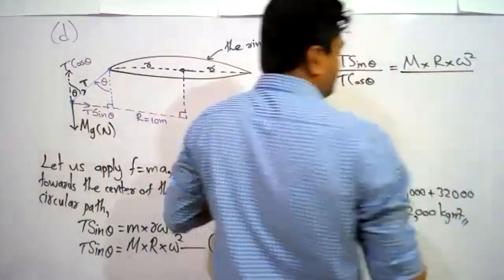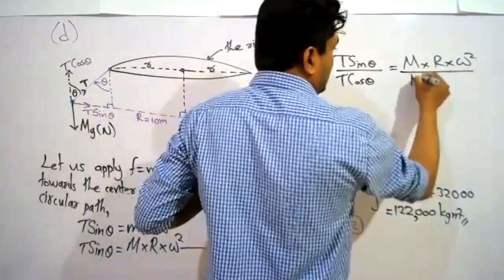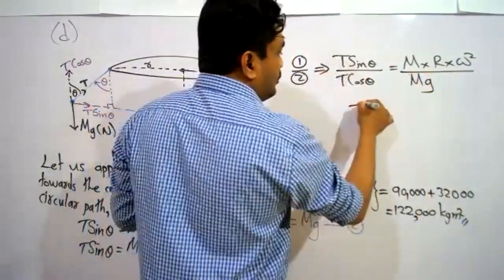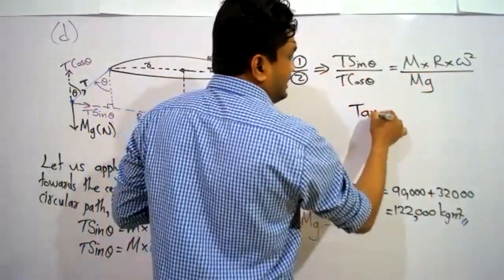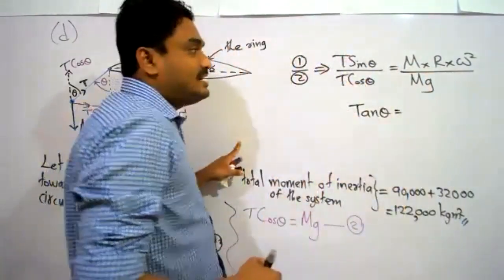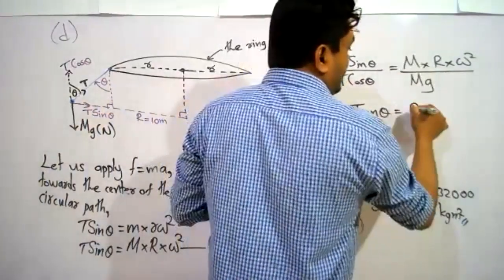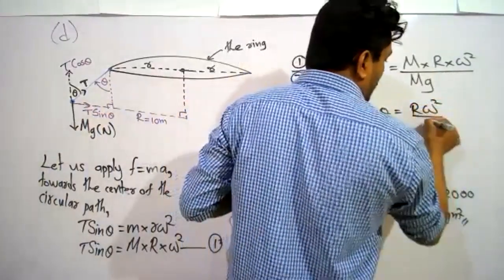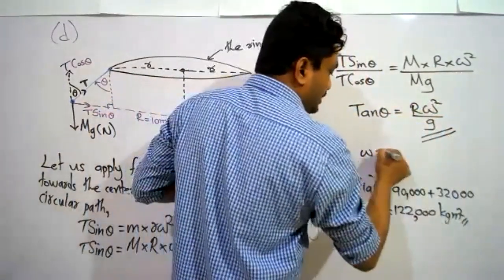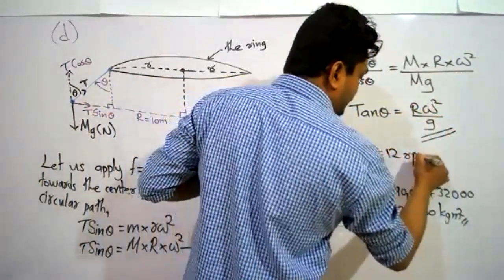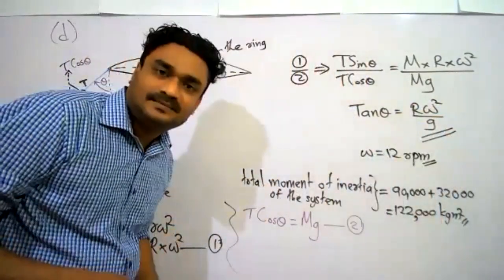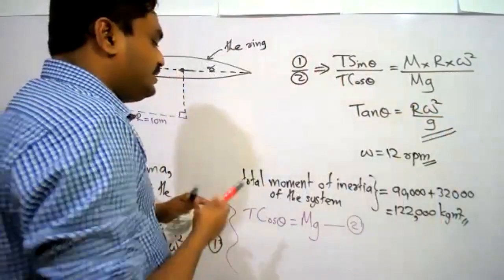Second equation, that is just mg. Then T and T cancelled out, then you get sine divided by cos, that is tan. T cancelled out, sine theta divided by cos theta is tan theta. M cancelled out, you get R omega square over simply g. This is it. And omega, they have given 12 RPM. So this is the full answer here. That's it. Write them all.